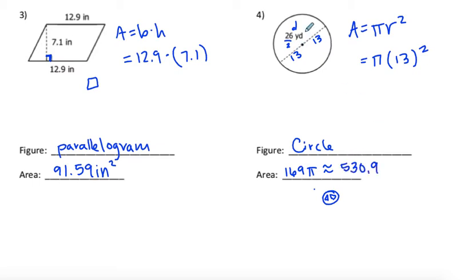530.9, and our units are yards squared. Either one of these is appropriate because they haven't asked us for an exact answer or told us where to round. If they said I want an exact answer, we would have to leave it as 169 pi. If they said to approximate or round to the nearest tenth, the 530.9 would get us the same value.